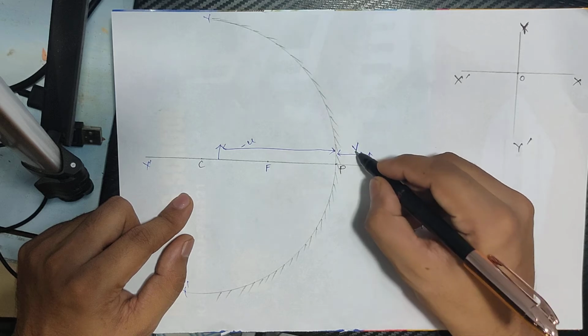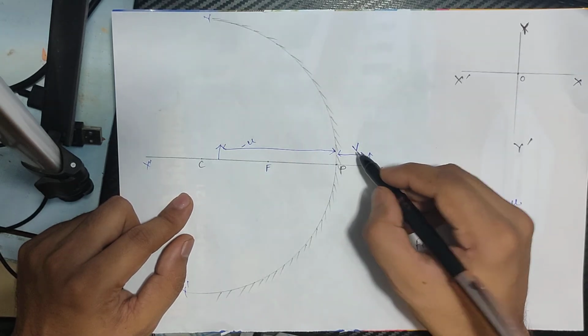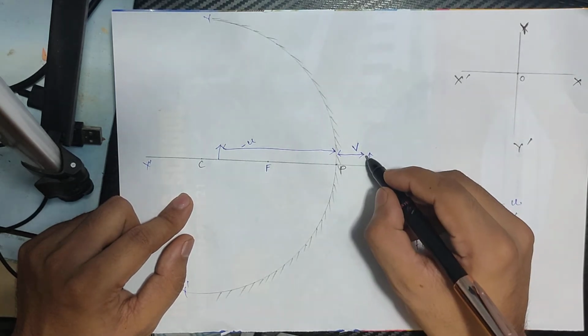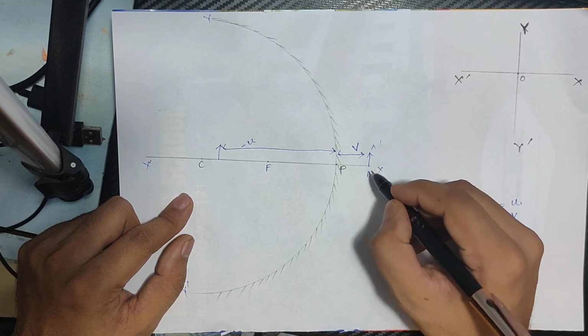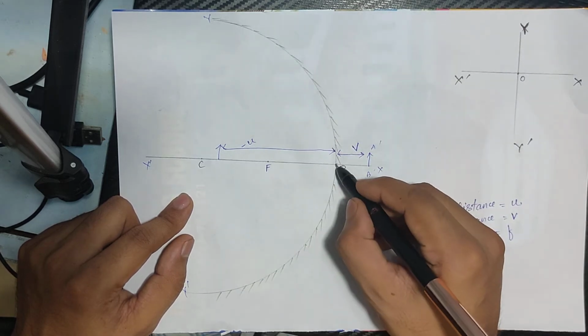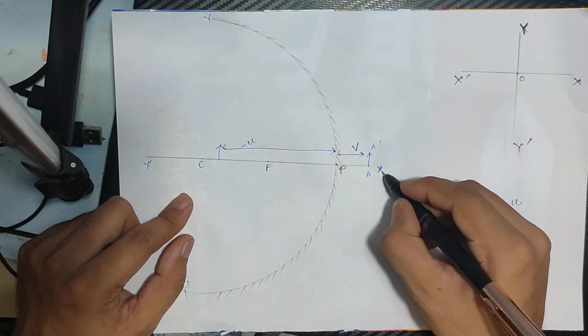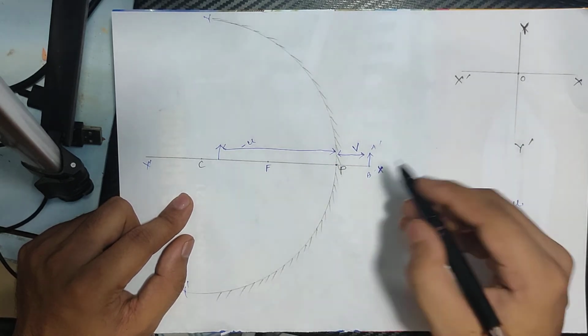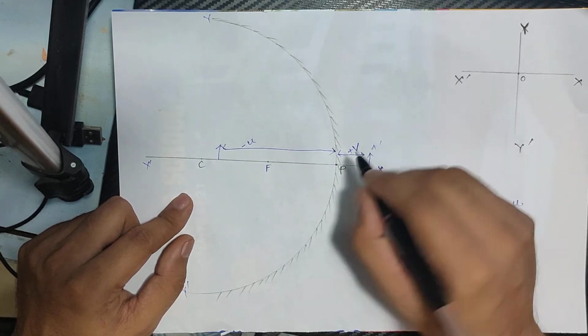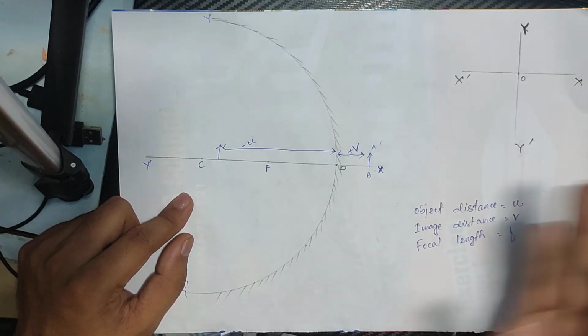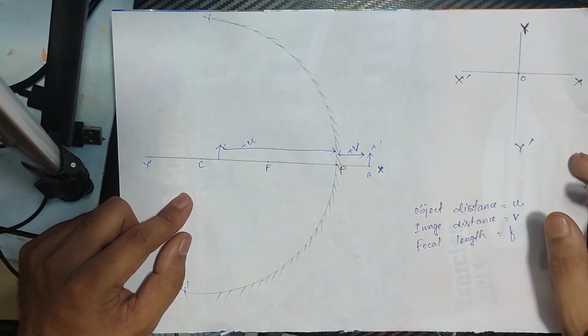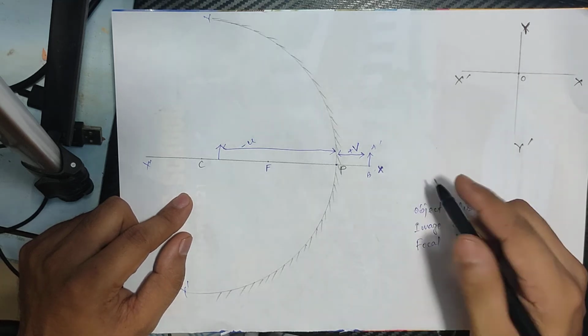Okay, so this is v. So this is the image distance, because consider this is the image A dash B dash. Consider this P is our origin, so it is on the right hand side towards x, not x dash, on the x, so this v will be positive. So if it is 5 centimeter or 10 centimeter from the mirror, it will be plus 5 centimeter or plus 10 centimeter from the mirror.